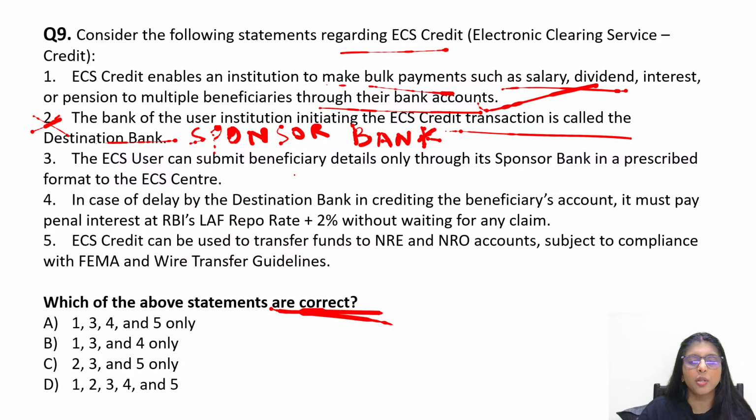The ECS user can submit beneficiary details only through the sponsor bank in a prescribed format to the ECS center. It's correct. In case of delay by the destination bank in crediting the beneficiary account, it must pay penal interest at the RBI's LAF repo rate plus 2% without waiting for any claims. Correct. ECS credit can be used to transfer funds to NRE and NRO accounts subject to compliance with FEMA and wire transfer guidelines. It's correct.